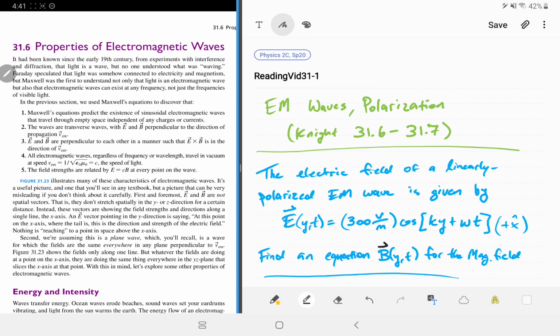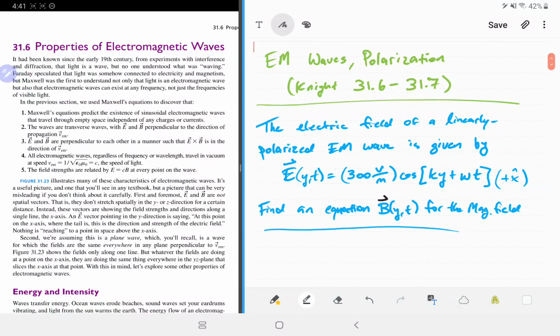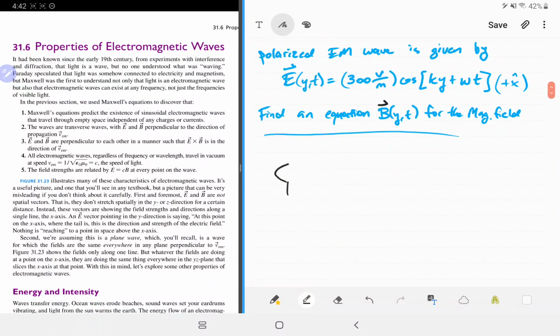So we've already said that light waves exist and they travel at the speed of light, but this is where we're actually bringing the electric and magnetic fields into this. The waves are transverse waves, which is what we hinted at here, with E and B perpendicular to the direction of propagation. Okay, let me draw a picture of that property right there.